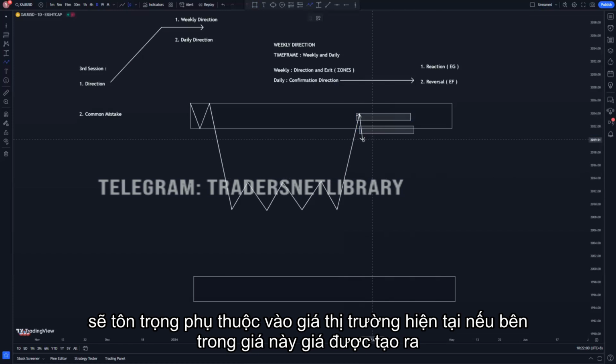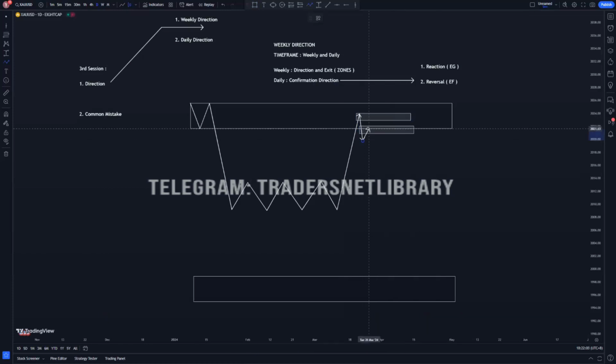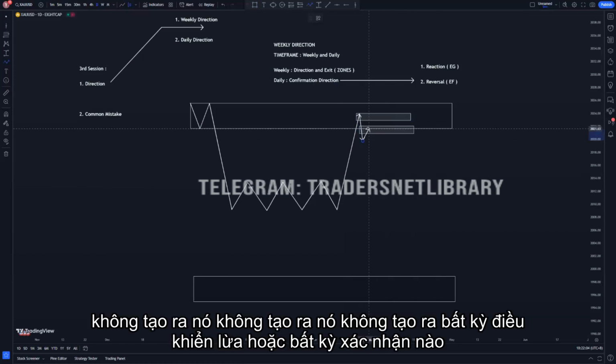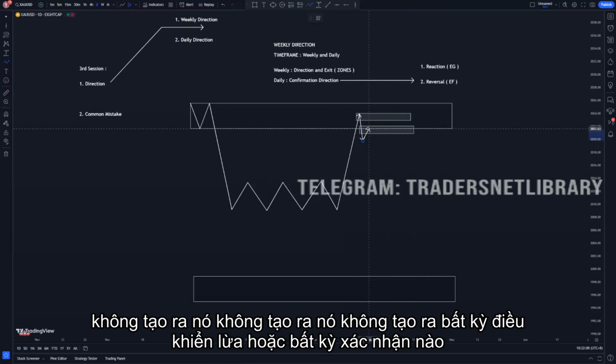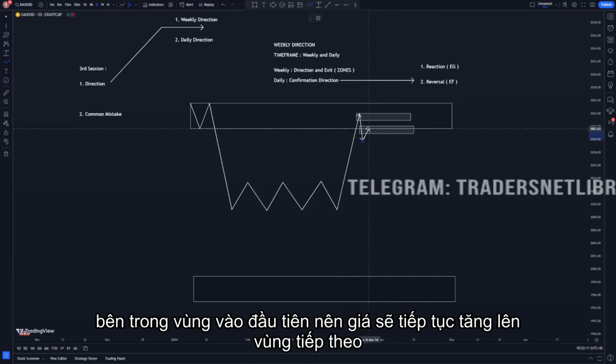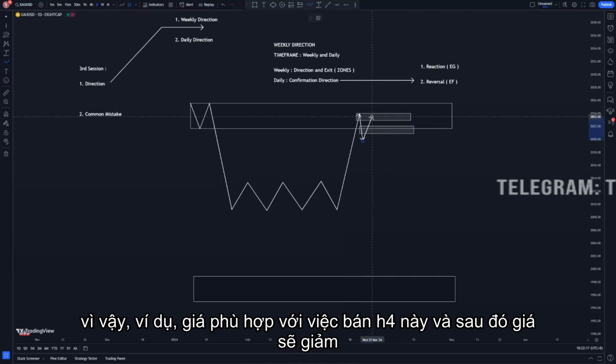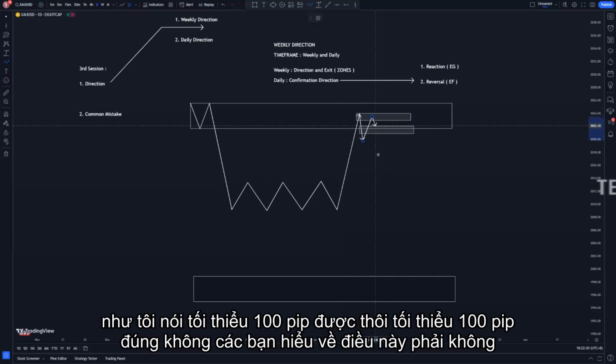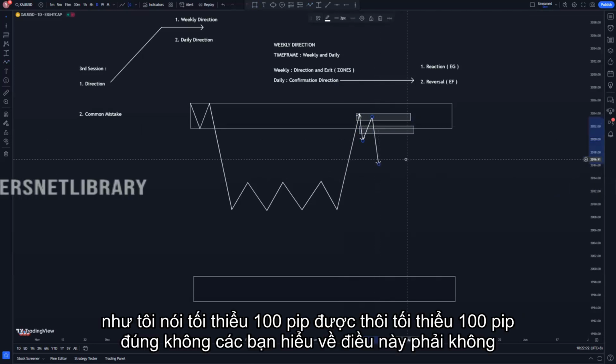If inside of this zone the price didn't create any trade controls or any confirmation inside of the first entry zone, the price is going to keep on going up to the next zone. So for example, the price respects this H4 sell, and then the price is going to go down, like I said, minimum 100 pips. Okay, minimum 100 pips, right?